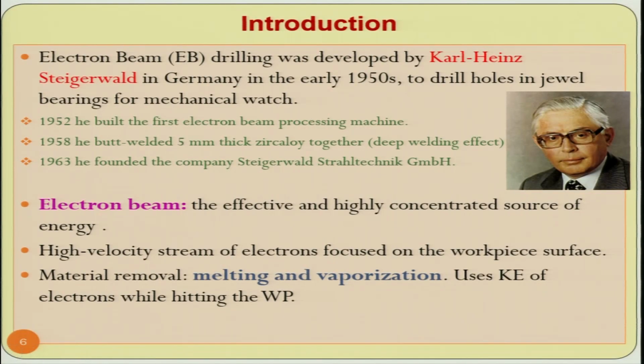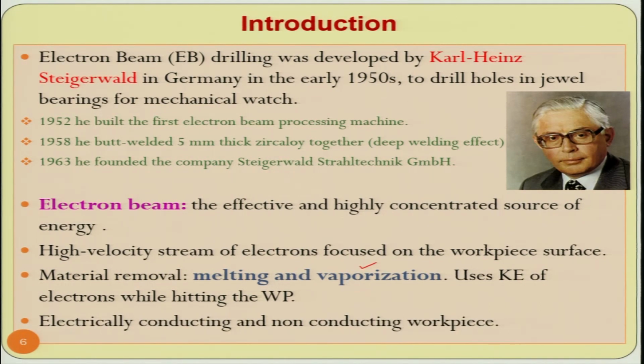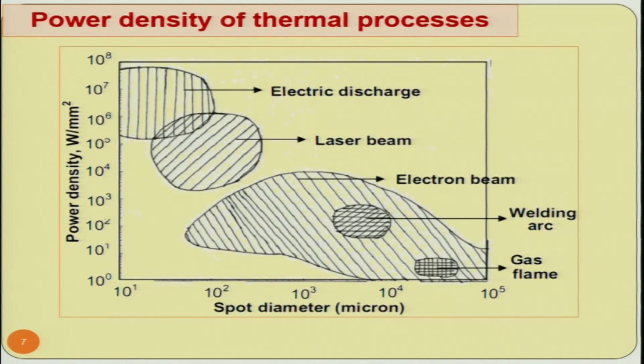It uses the kinetic energy of electrons while hitting the workpiece. That energy is converted into heat, which leads to the melting and, to some extent, vaporization of the workpiece material, so that one gets the desired features and dimensions of the cavity. Both electrically conducting and electrically non-conducting workpieces can be machined, and it is not restricted to metals; non-metals also can be machined with the help of this particular process.